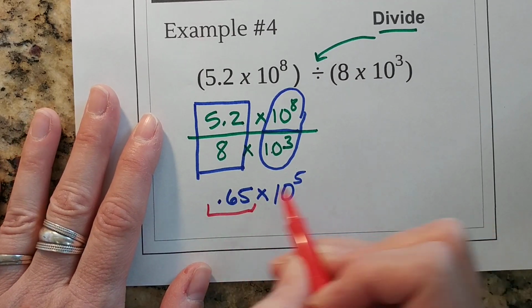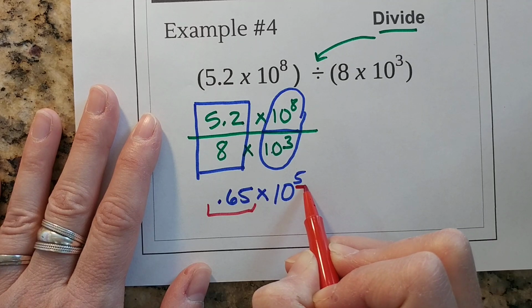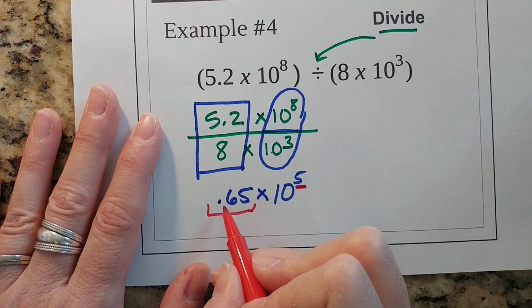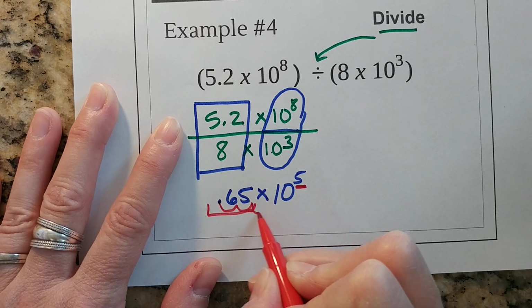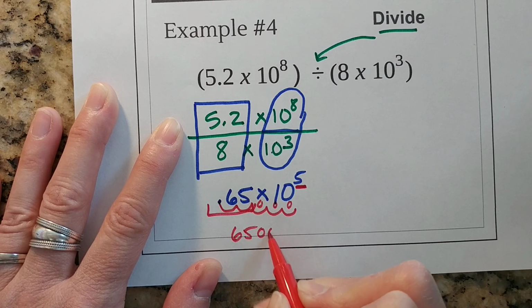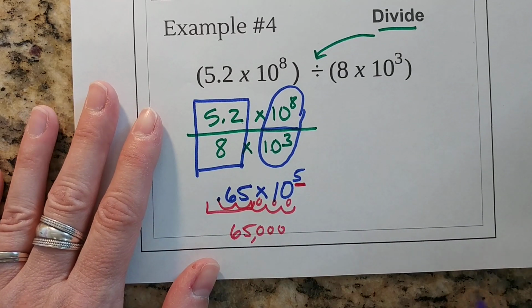So do you see here how it says I'm going to multiply it by 10 to the 5th, this 5? That's how many places the decimal point needs to move, to the right, to make it a bigger number. 1, 2, 3, 4, 5, 0, 0, 0. So 65,000.